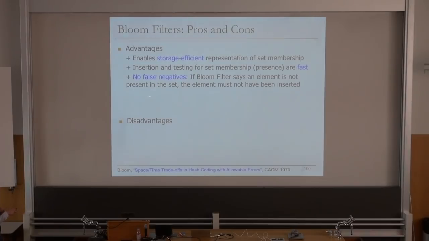The big advantage in this case is no false negatives. If a Bloom filter says an element is not present in the set, the element must not have been inserted. That's true. You don't get false negatives, and we don't want false negatives in our problem. So not all problems map well to Bloom filters. In this case, this problem maps well because even if we insert something, we don't want a response saying, oh, you didn't insert it. We insert it thinking that you're going to refresh it more often because there's a problem with this row. Okay, now we enable a trade-off between time, how fast you can determine set membership, storage efficiency, how big your bit vector is, and false positive rate.